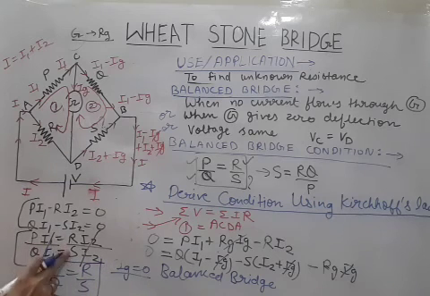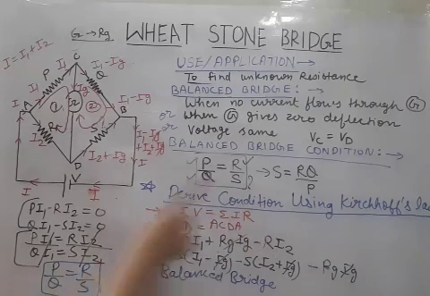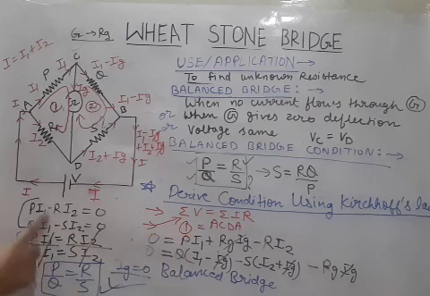P upon Q equal to R upon S. This is our required answer. So this is called the balanced Wheatstone bridge condition. This we have derived using Kirchhoff laws. So you have to learn this diagram, all these currents. 2 KVL equations we will obtain. We will put Ig 0 in these two equations. These simple equations will come, then divide the two equations. So you will get finally P upon Q equal to R upon S.